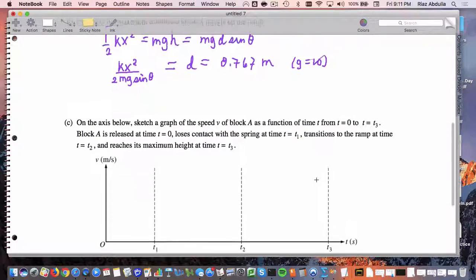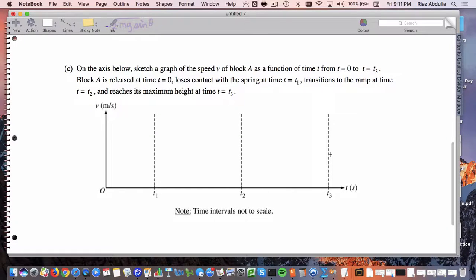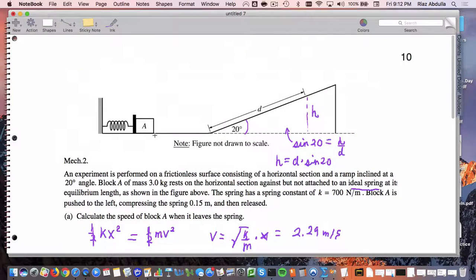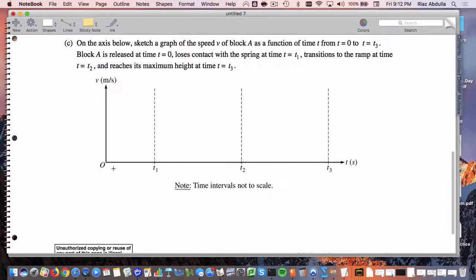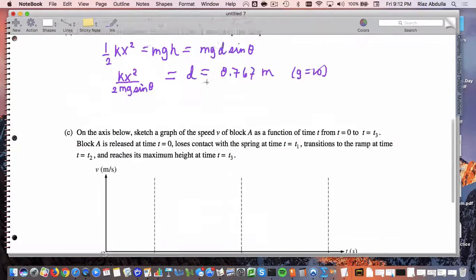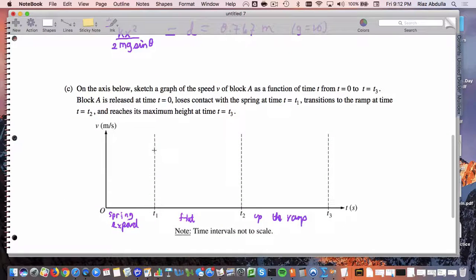Now for this last part. Let me do the easy parts of this graph first. So this is where we have the spring expanding. This is where it's the flat part, and this is where we go up the ramp. So let's be clear. During the flat part of the journey, there's no net force on the block, so it travels at a constant velocity.